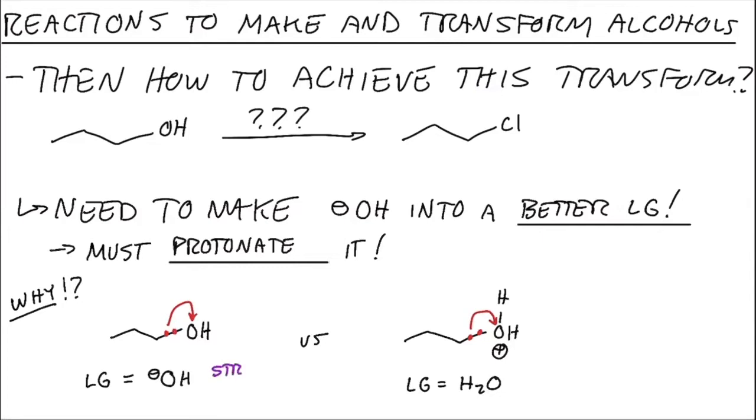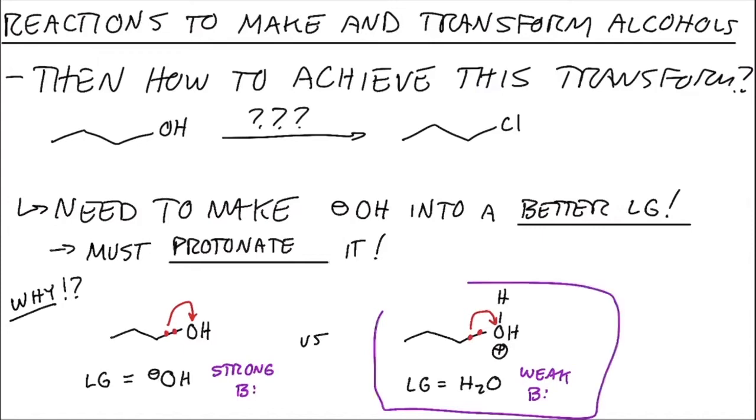OH minus is a strong base. We know this from Gen Chem. But water is a weak base. It's a weak base, it's a weak nucleophile. We learned about that last unit. So that's why we would much prefer to use water or a protonated alcohol as a leaving group, because it's going to leave as a weak base.